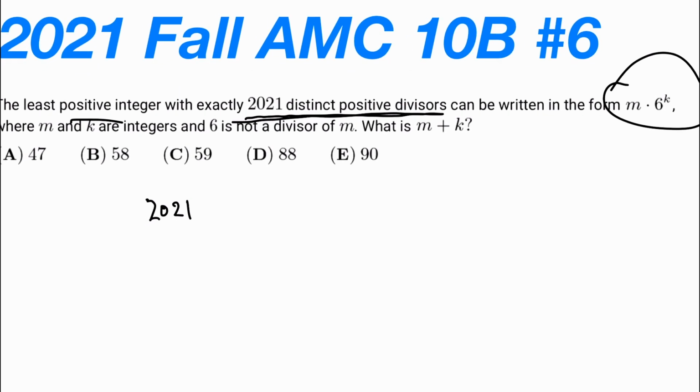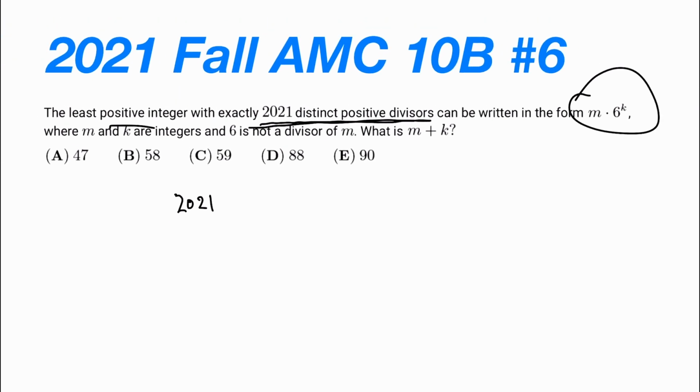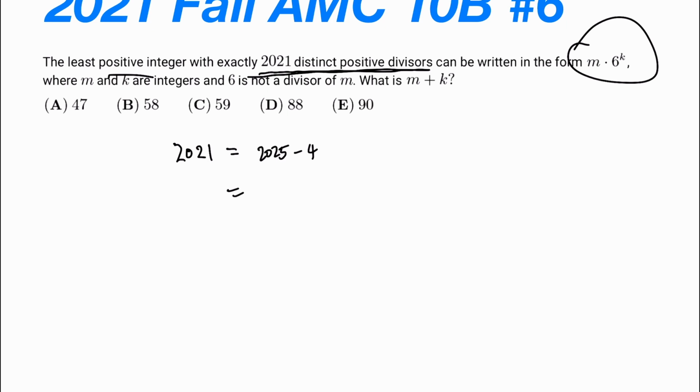Well, if we factor 2021, if you don't know the factors, let's take the perfect square around it. Well, we see that it is 2025 minus 4, and we can use the reverse of difference of squares. We get that it is 45 plus 2 times 45 minus 2, which gives us 47 times 43. And both of these are indeed primes.